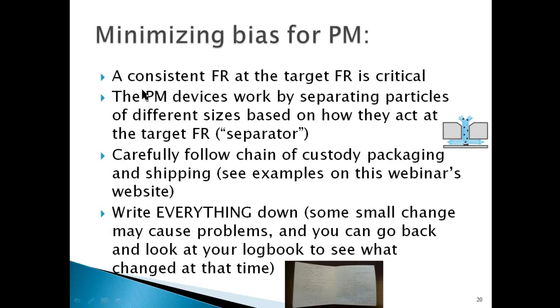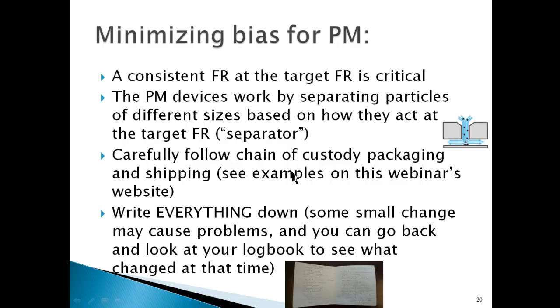So how do you do that? A consistent flow rate at the target flow rate, so that's whatever the instrument manual says is the target flow rate, is critical. Again, they work by separating particles of different sizes based on how they act at that target flow rate. Sometimes the inlet is called a separator.